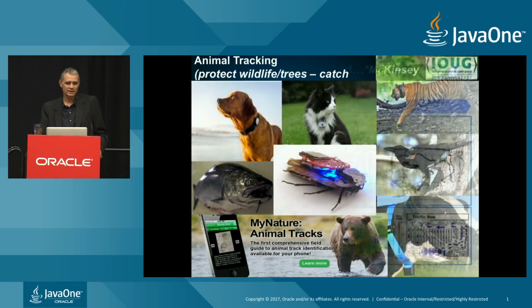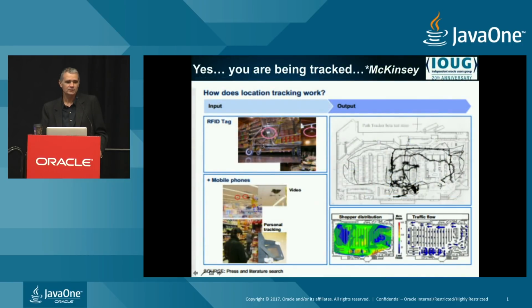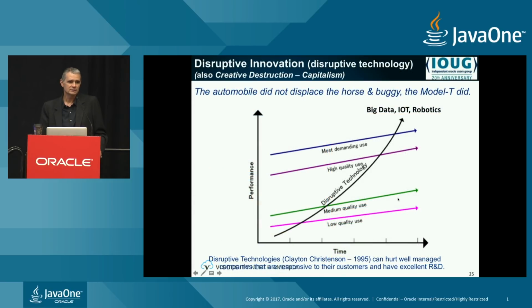Tracking animals with IoT. They're tracking you with IoT. Here's a little sensor in your shopping cart. Here Rich went around, he bought some milk, circled the Oreo cookies multiple times, didn't buy any. Why? Because tech distracted him.